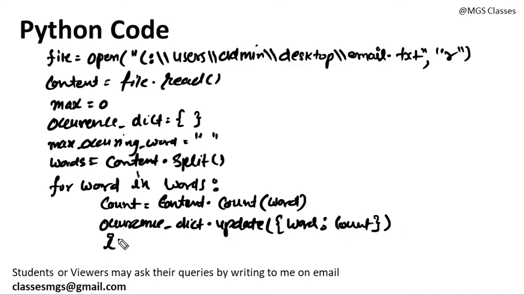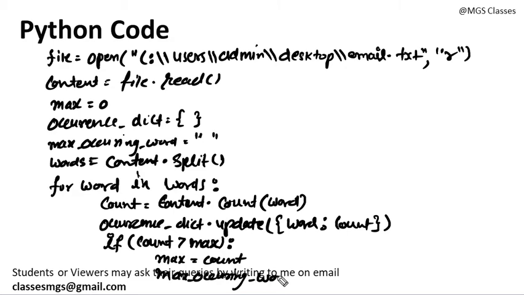And now we are going to check for the maximum occurring word. If count is greater than max, we need to track the maximum occurring word. Then we are going to update this max with the count. And the maximum occurring word we need to store. So the maximum occurring word will be the current word that we are counting. And then outside this for loop, this is the for loop, complete up to here. Now outside the for loop you will write the print statement.